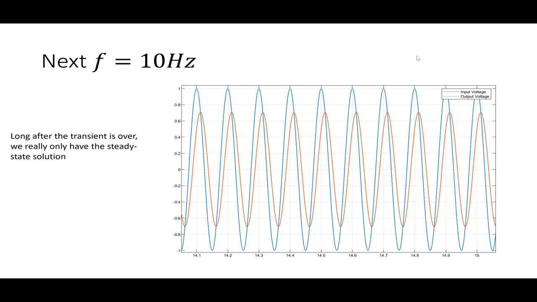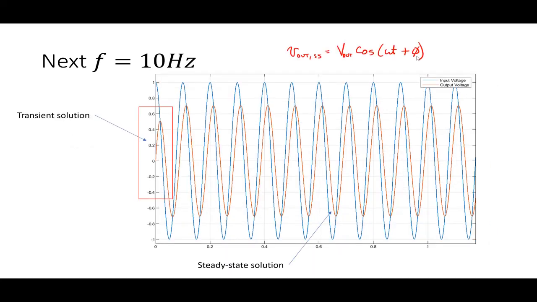So here what I did was I zoomed out long after the transient was over, just to emphasize the fact that after that transient's over, it looks like I just have two sine waves, an input sine wave and an output sine wave. So typically, we don't really concern ourselves with the transient solution because the transient solution disappears pretty quickly.